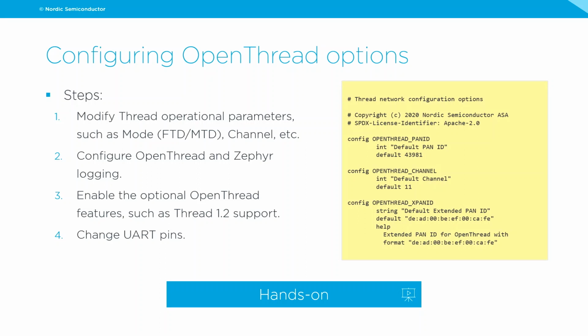We will also show you how you can configure the log levels of OpenThread and Zephyr using the menuconfig options. I will also show you how you can enable experimental support for Thread 1.2 using a project config overlay file. And we will use devicetree to change the UART pin configuration of the nRF52840.